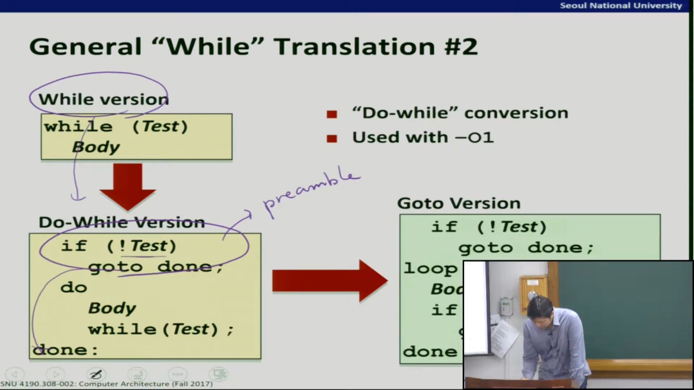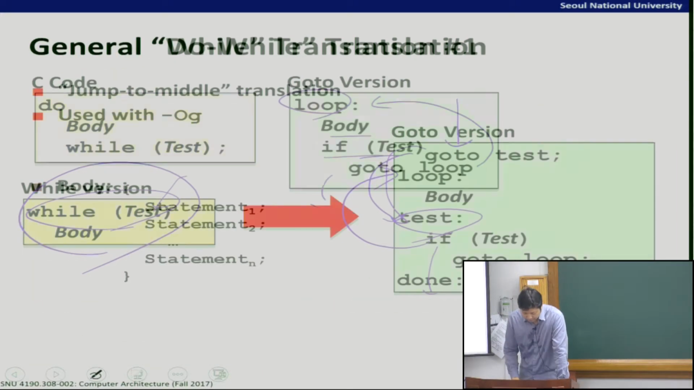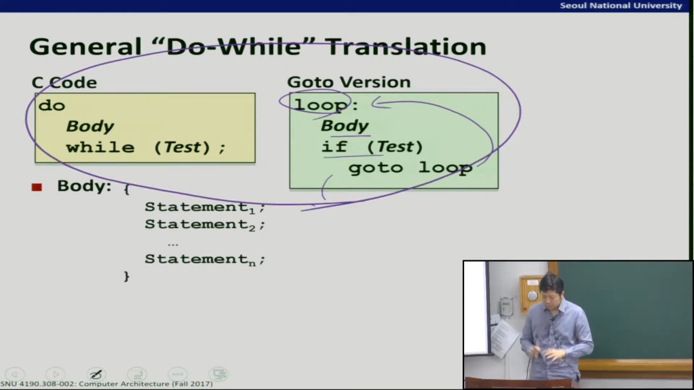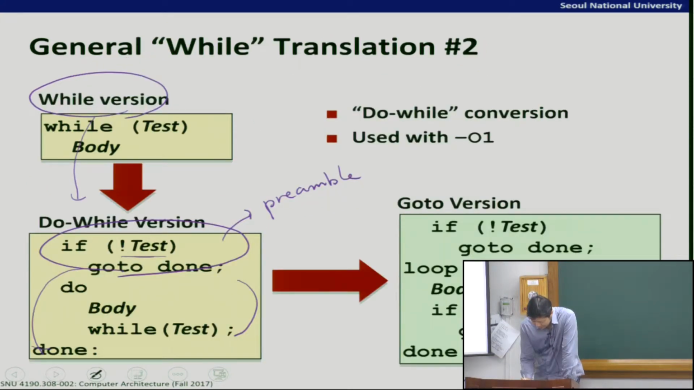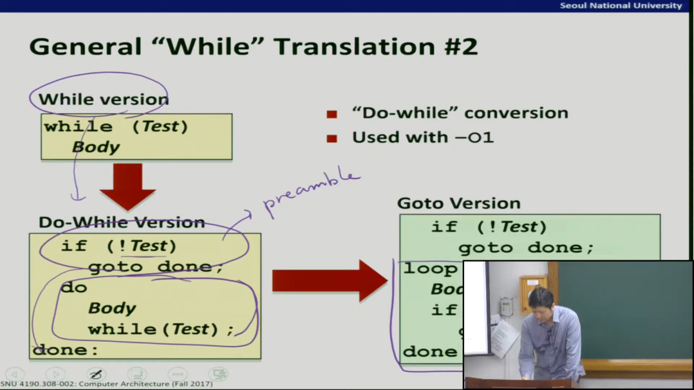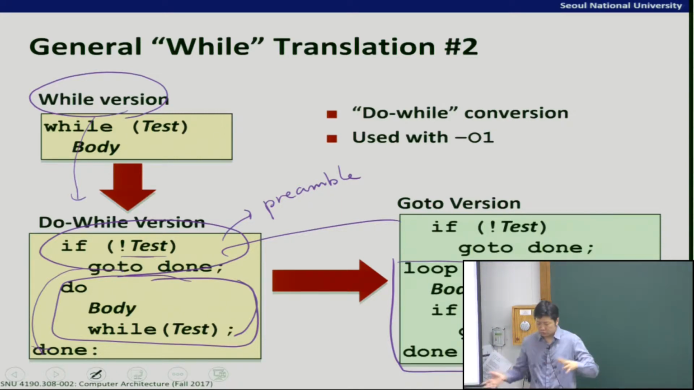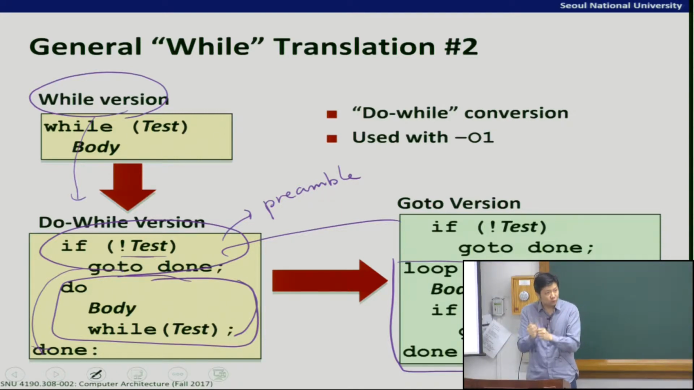So you already know how we translate this part, because a few slides ago, if you remember, we covered the do while translation. So if we apply the same transformation to this case, then this part will be translated into this, and this part is the same. Okay. So this is called do-while conversion. Your while loop is first converted into a do-while loop, and then the compiler generates code for the do-while loop. Okay.